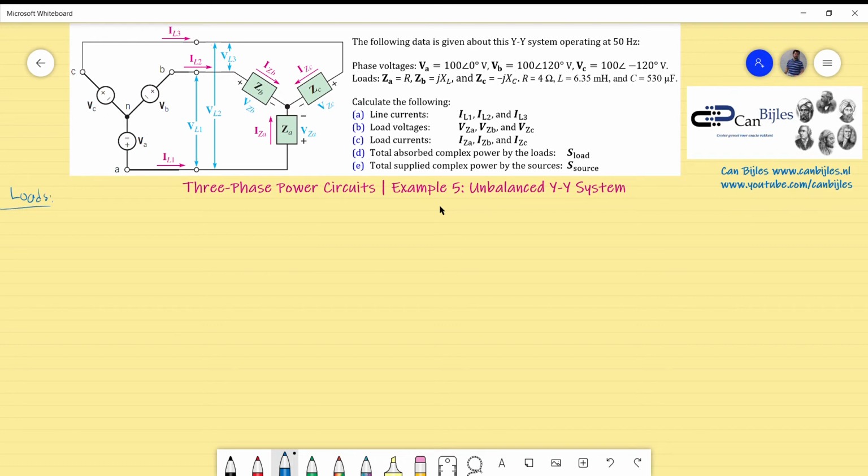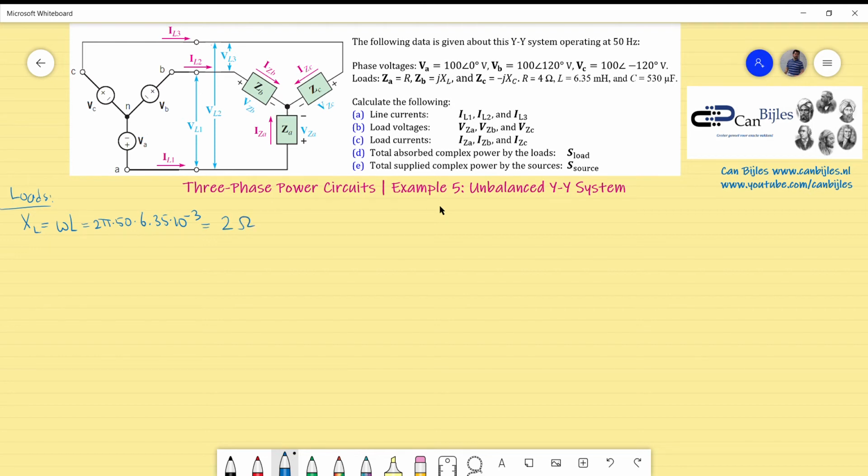I will start with XL. The reactance of the inductor will be omega times L. We already know this familiar formula. It will be 2 pi times the frequency times 6.35 times 10 to the minus 3. That's already given. If I do the math here, you will have very close to 2 ohms.